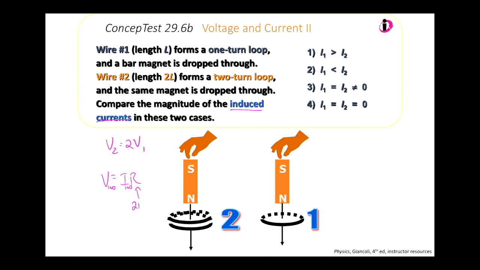So this is 2R because I have 2 loops, and this is twice the other one as well. That just means everything cancels out. I still have an induced current, but they're equal to each other instead of there being a proportionality there, okay? So twice the resistance kind of kills the effect in this particular case, all right?